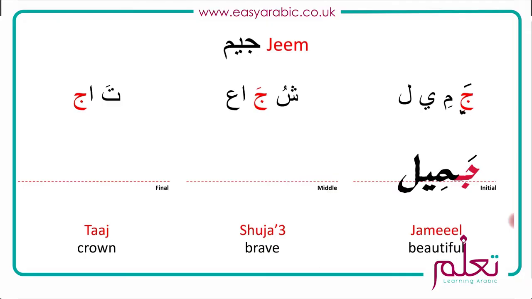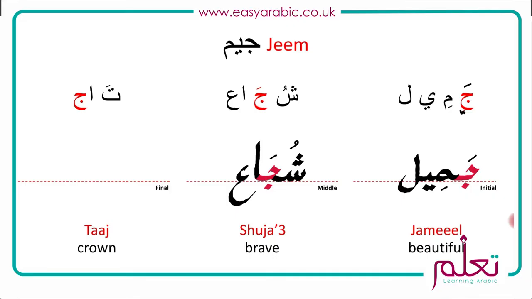Next we have Shuja, which is brave. So it's a Sheen. So raise the hair slightly because the next letter is the letter Jim. So I want it to join up. So here. Then we have the Alif. And then the Ain. Shuja.